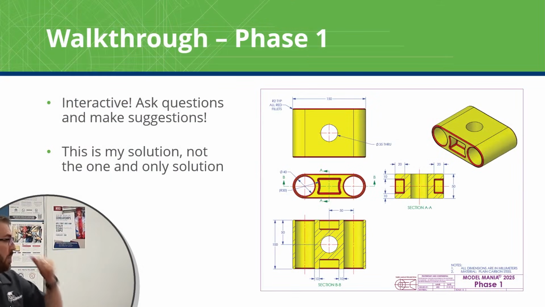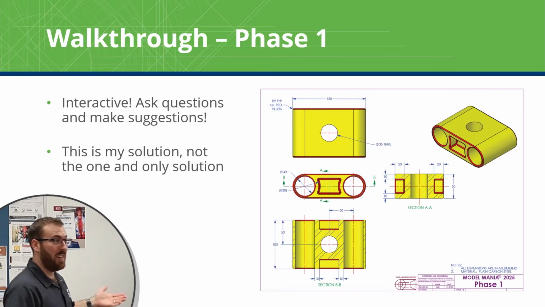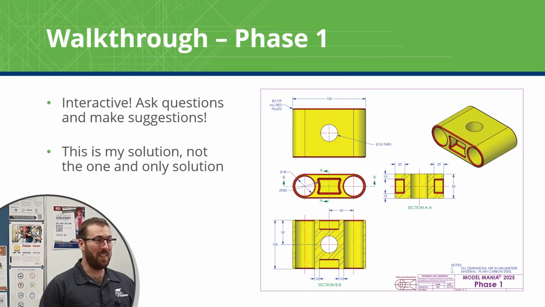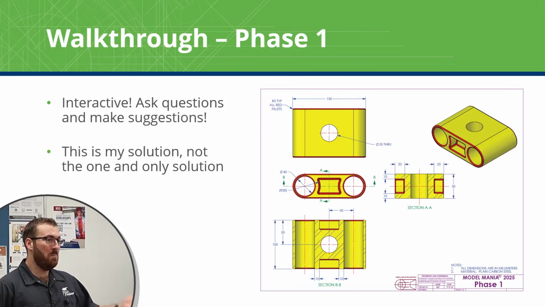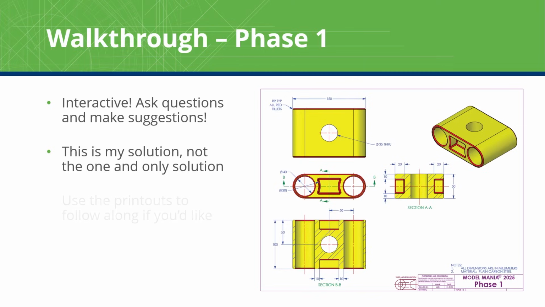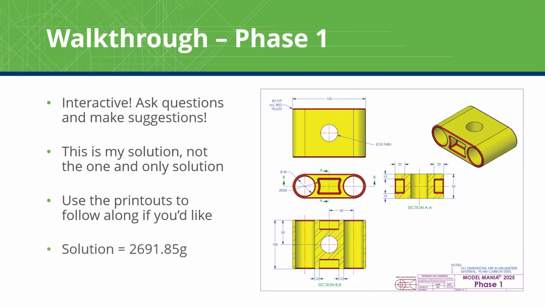I would also like to point out that this is my solution. This is not the only solution. After reviewing this, I don't even think it's the best solution, but it happened to win last year. That's all I can say about it. So it got the job done. Use the printouts to follow along if you would like. The solution is 2691.85, and that is in grams.